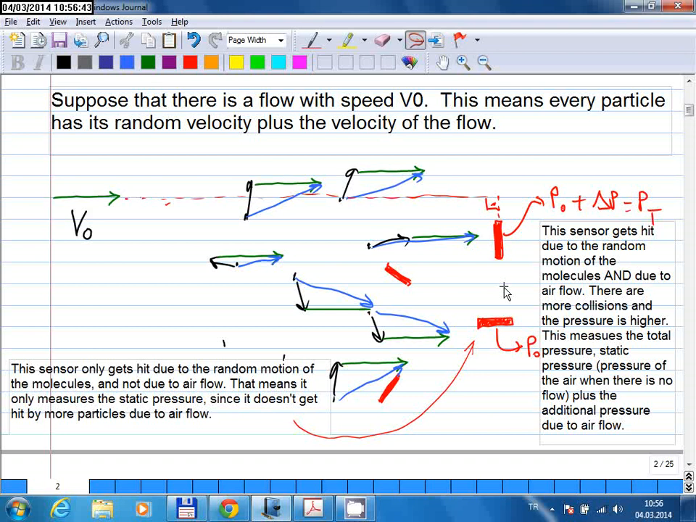In other words, when there's no flow, both of them will measure the same pressure, and there will be basically no difference between those two measurements. But if there's an airflow, then there will be a difference, and the magnitude of the difference will depend on how fast the flow is, naturally. Okay, so this is the idea behind how you can measure the speed of an aircraft.